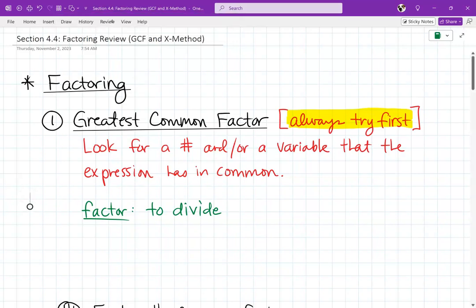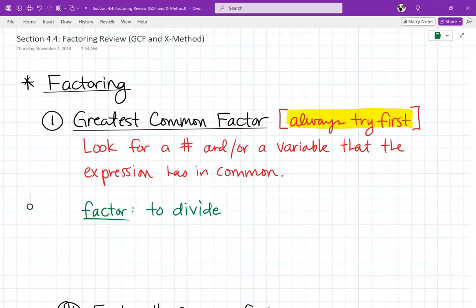So the very first thing that we're going to do, it's going to be two parts, okay? Very first one, you can see right there, factoring number one, the greatest common factor. I put right there, always try this first. Anytime you're going to factor, always ask yourself, do they have something in common? So that's what it says right there in red, right? Look for a number and or a variable that the expression has in common.